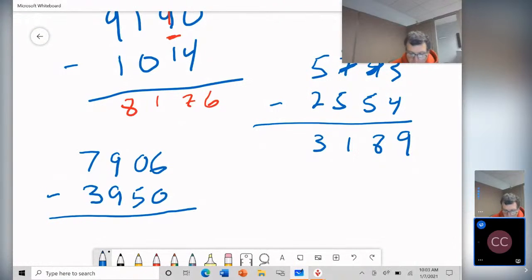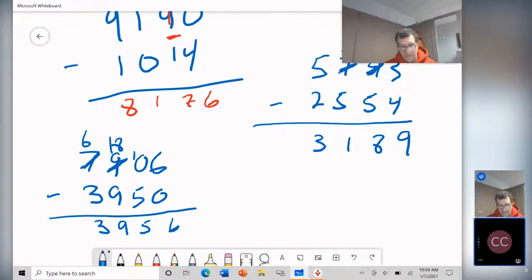Okay. So the first one, 6 minus 0 is going to be 6. But over here we have the 0 minus 5. We know we can't do it, so we have to borrow. That's going to be, now that's going to be 10. 10 minus 5 is 5. And now the 8 has become smaller than the 9, so we have to borrow again. So that becomes a 6. That becomes an 18. So that's 9. And 6 minus 3 is 3. So 3956. Okay.